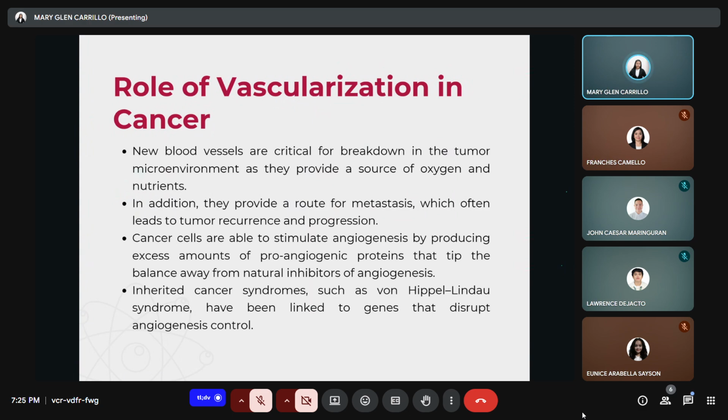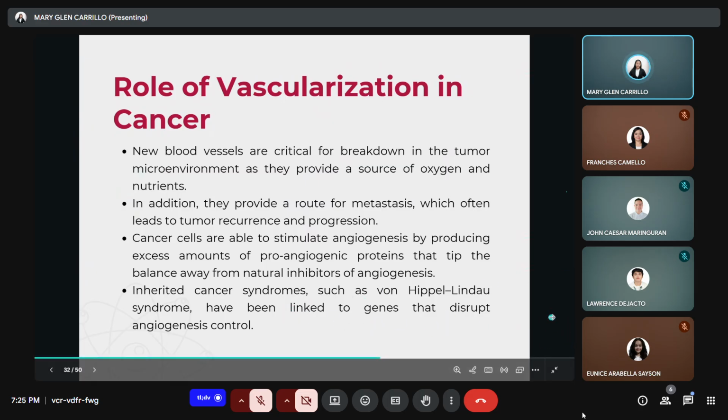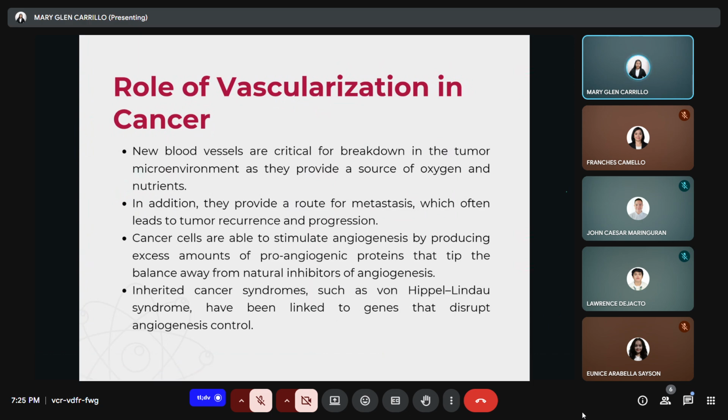Cancer cells are very smart in how they do this. They produce large amounts of proteins called pro-angiogenic proteins. These proteins are signals that tell the body, make me more blood vessels. Normally, our body has a balance between signals that promote angiogenesis and signals that stop it. But in cancer, this balance is disrupted. The pro-angiogenic proteins take over, leading to uncontrolled blood vessel growth that supports the tumor. Inherited cancer syndromes, such as von Hippel-Lindau syndrome, have been linked to genes that disrupt angiogenesis control. This makes people more prone to developing tumors since the switch for blood vessel growth is not working properly.